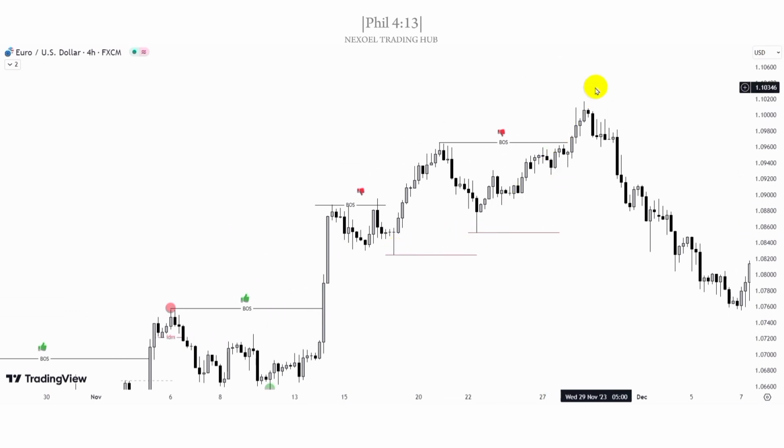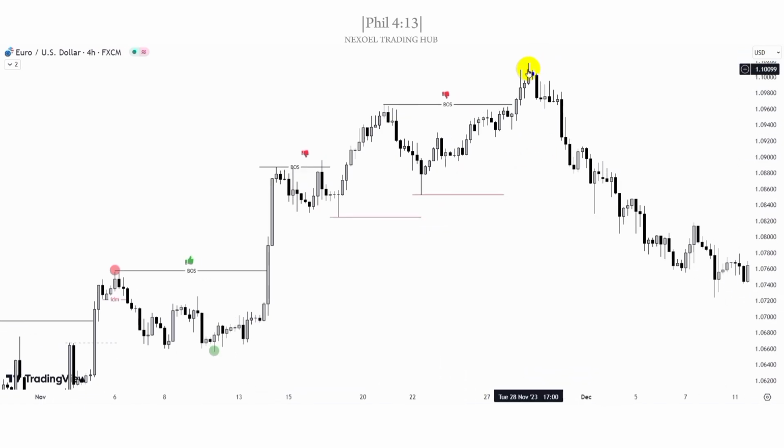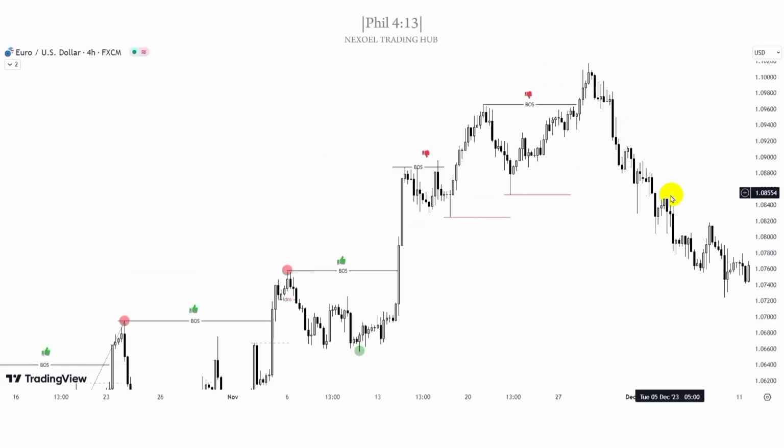Price further pushed to the upside and took out this high. This is not a valid break of structure because this is not our ideal structure high point. This is our ideal structure high point. So now we can see that price created this high, and now this high returned to the downside and took out the inducements.